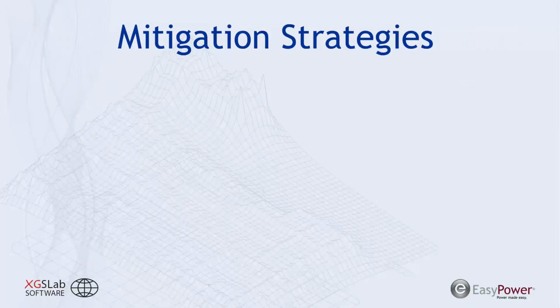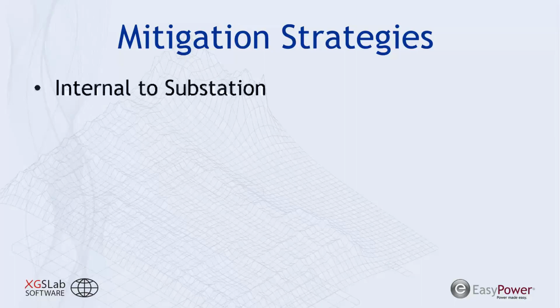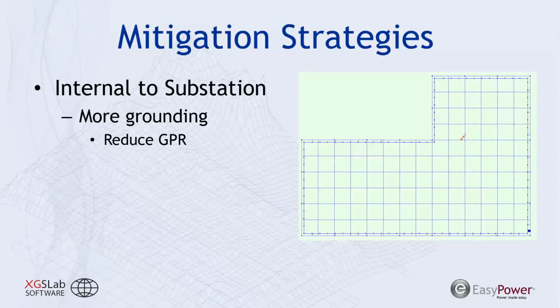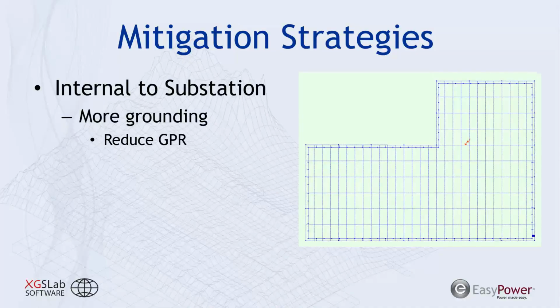So let's talk about some mitigation strategies of how we actually design systems to mitigate transfer voltages. First we can look at mitigation strategies internal to a grounding system or to a substation. We can add more grounding, and what this does is that it can reduce our grid impedance and reduce our ground potential rise. And this gives us a lot of control of our design, and it's just like doing a normal grounding system analysis. It has a lot of advantages in that way.